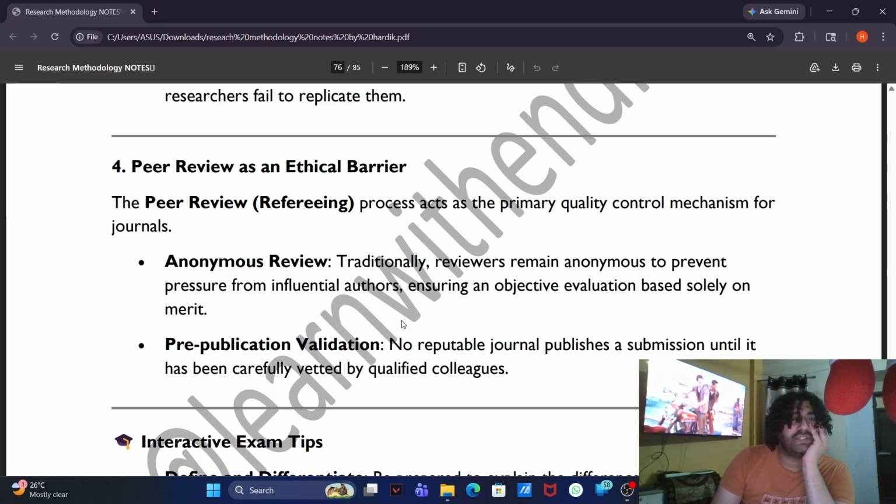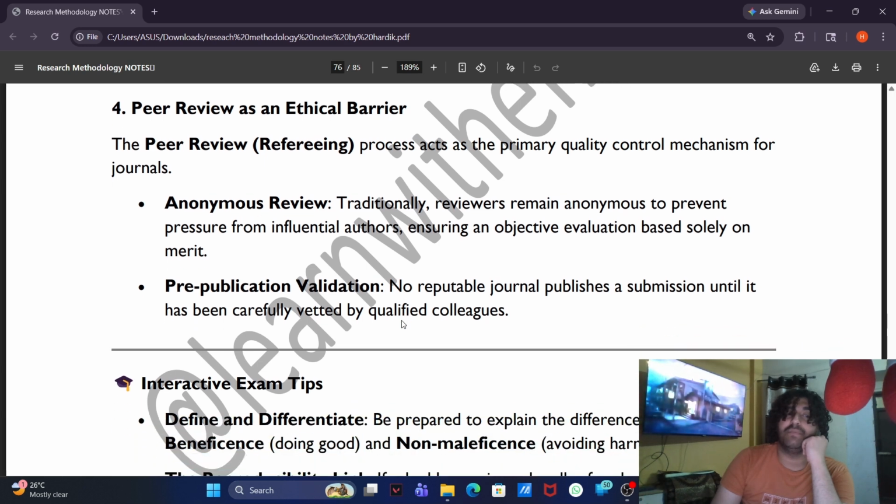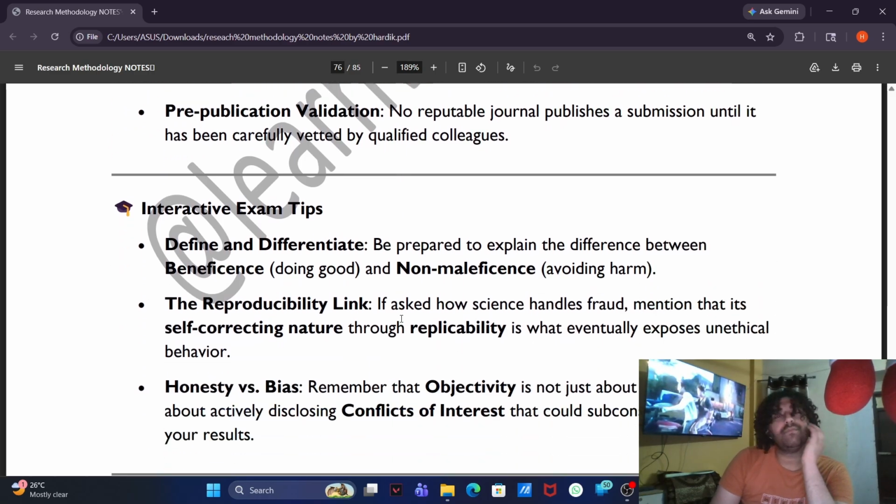Next topic, peer review as an ethical barrier. The peer review or refereeing process acts as a primary quality control mechanism for journals. Anonymous review. Traditionally, reviewers remain anonymous to prevent pressure from influential authors, ensuring an objective evaluation based solely on the merit. Pre-publication validation. No reputable journal publishes a submission until it has been carefully reviewed and deemed acceptable by qualified colleagues. Here is an interactive example for you.